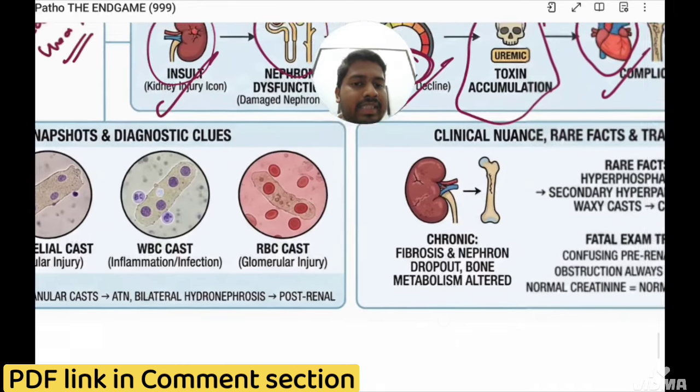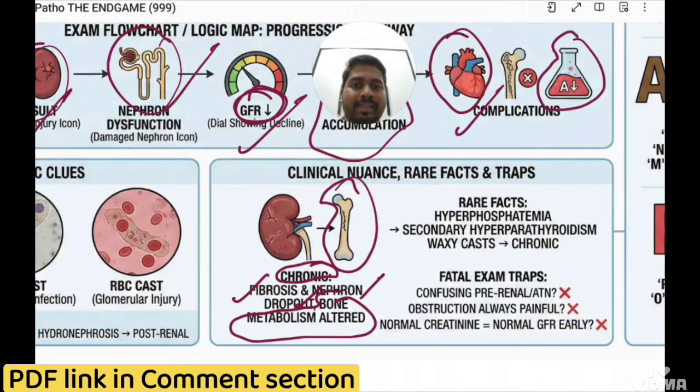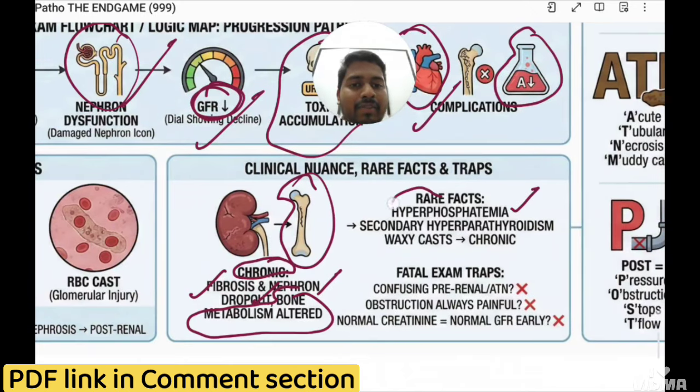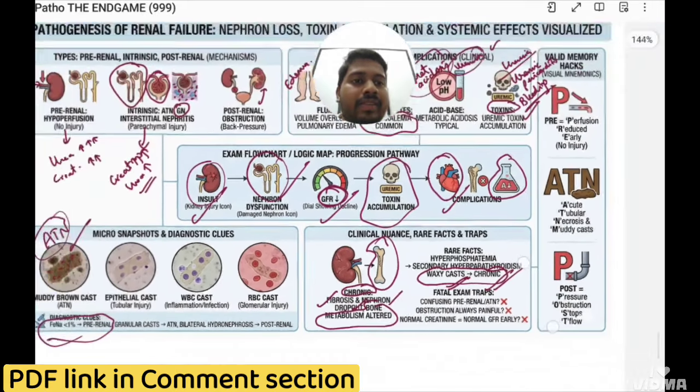Next, in chronic kidney disease, what happens is there will be fibrosis, there will be nephron death, and slowly there will be alteration in the mineral density. We term it as metabolic bone disease, so that is a separate entity. There, what happens is there is hyperphosphatemia. There is secondary hyperparathyroidism. These two features you will see. That we'll be discussing in the CKD part of medicine. Next, there is one more cast known as waxy cast. They are seen in chronic renal failure. That is one thing you need to remember.